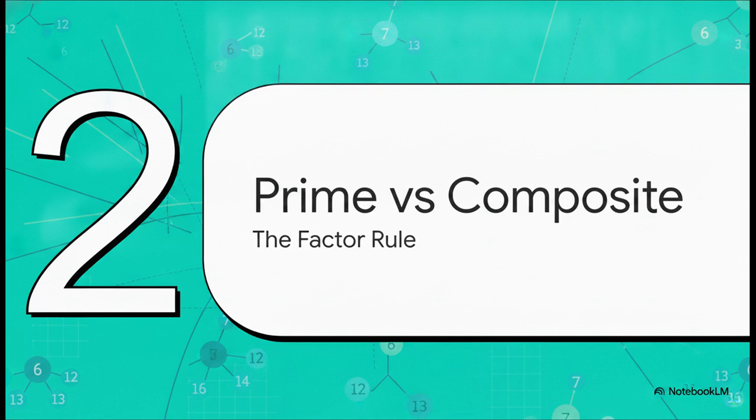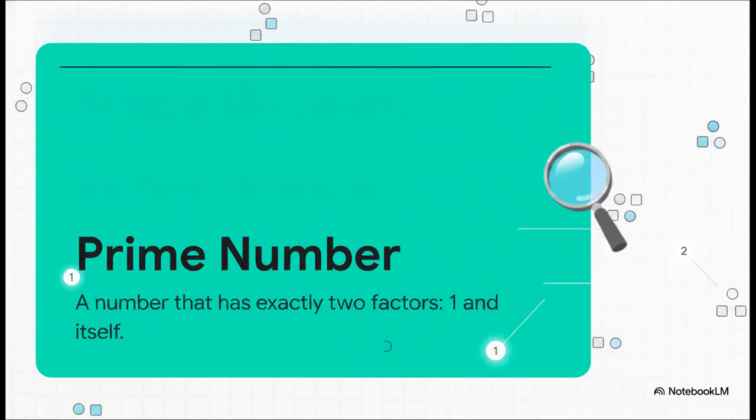Let's see how this builds into the second major way we categorize numbers, which is by counting their factors. Divisibility by 2 was a great first test, but factoring is a totally different lens to view mathematics through. Okay, quick refresher. In mathematics, a factor is an integer that divides into another number evenly.